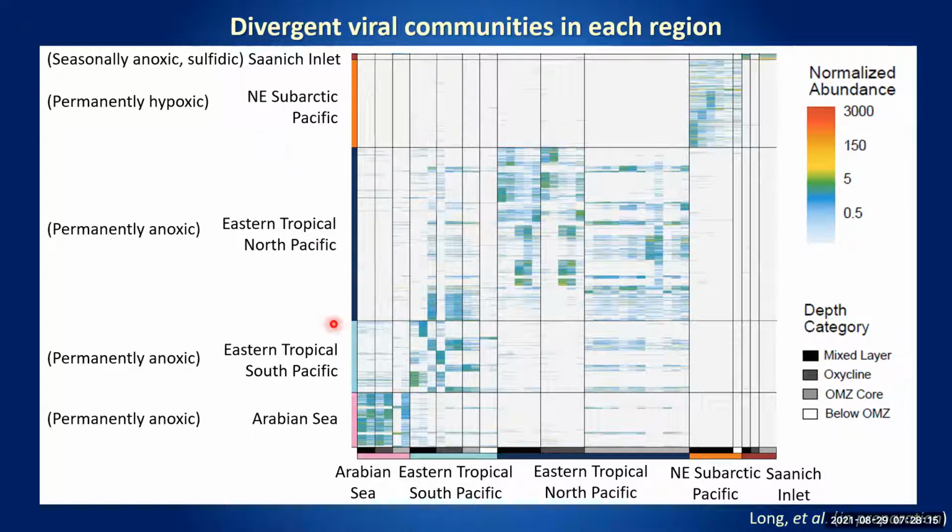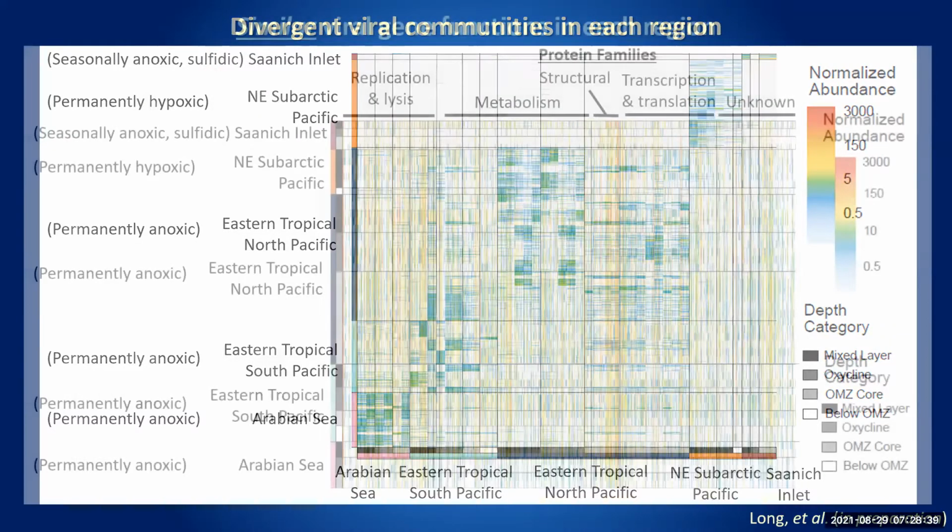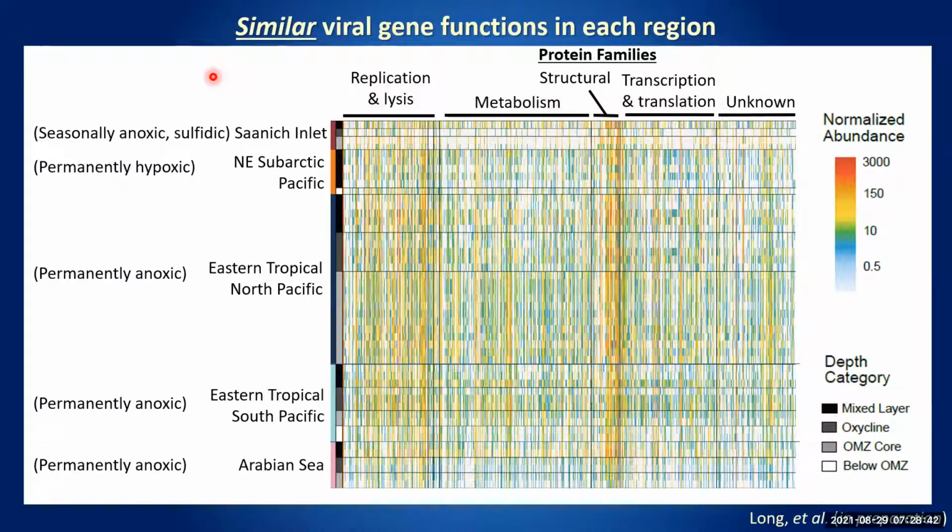So I want you to compare this right here, where we're seeing this divergence of viral populations found in each of these regions, a lot based on how that oxygen concentration is in each of these regions. So anoxic, hypoxic, or seasonally anoxic. But now compare this to the viral gene functions in each of these regions. So I'm showing here, there are 5 different regions: Saanich Inlet, Subarctic Pacific, etc. And we're looking at the abundance of the protein families in each of these gene categories.